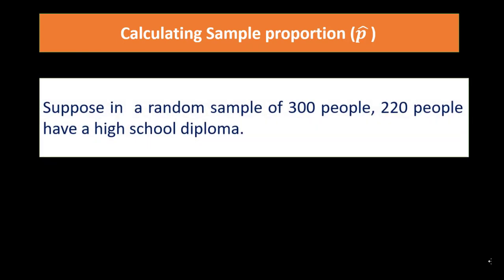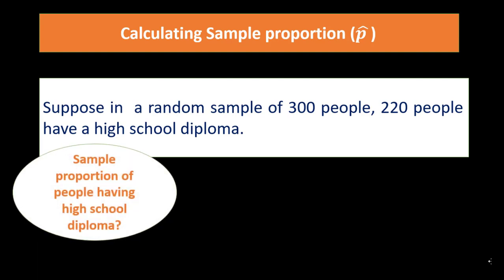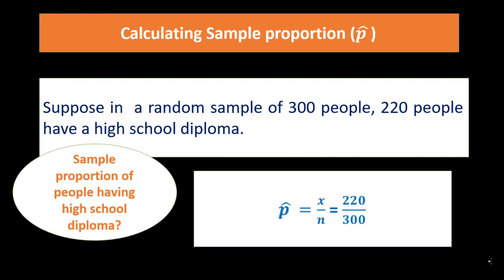Now similarly, you can also calculate the sample proportion in another example. Suppose in a random sample of 300 people, 220 people have a high school diploma. Now what is the sample proportion of people having a high school diploma? This can be calculated by x over n. Here the number of people having the relevant characteristic, that is a high school diploma, in the sample is 220 and the total number of people in the sample is 300. Thus we get the sample proportion of 220 over 300.